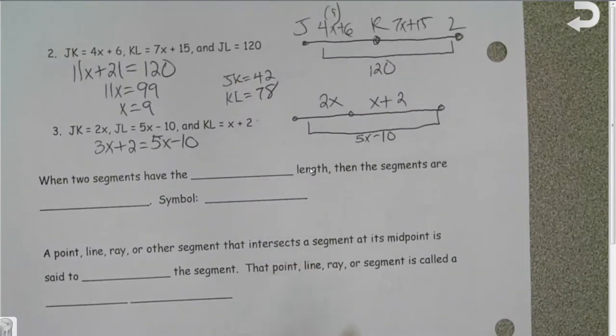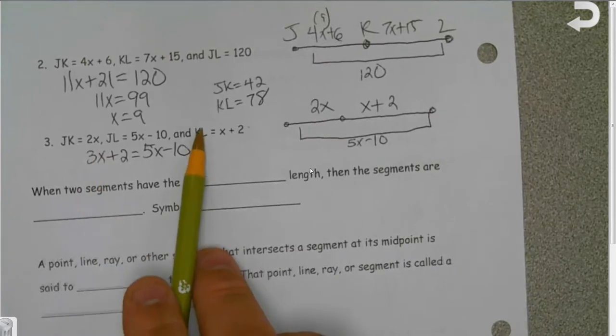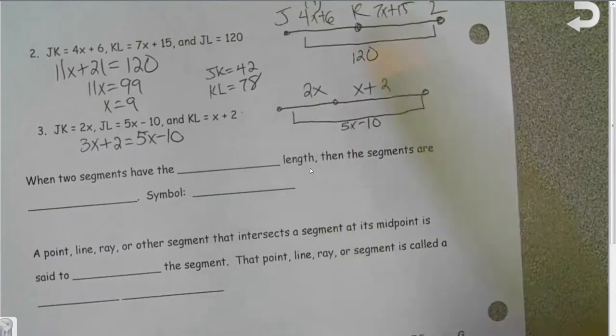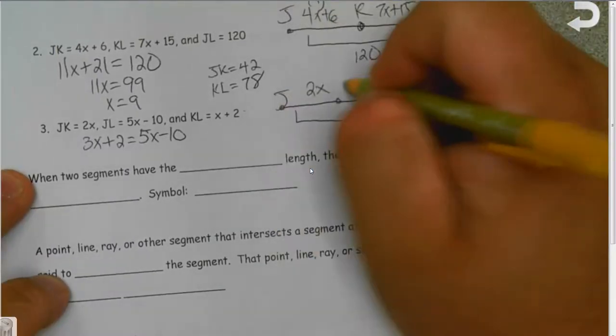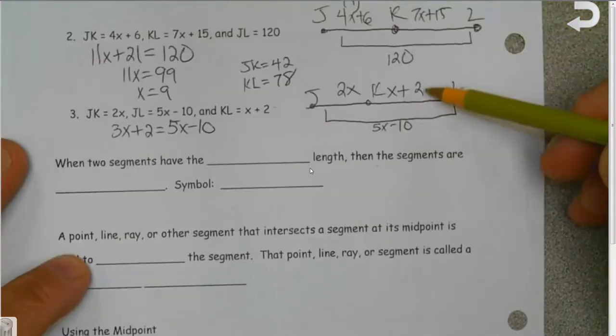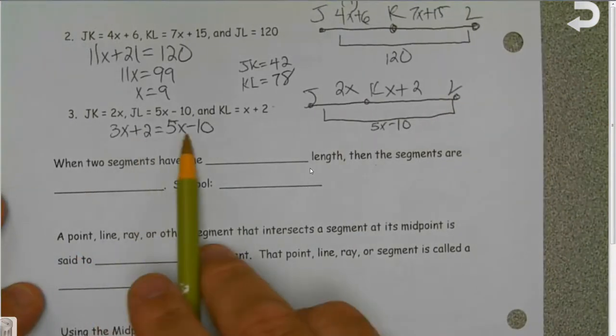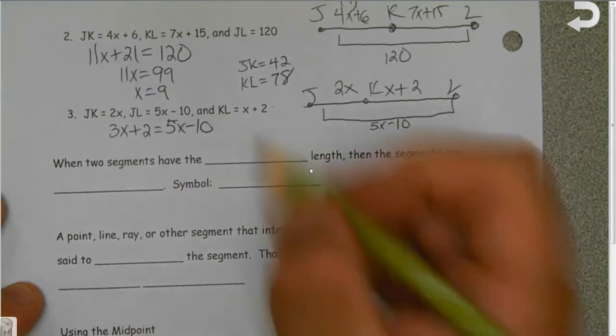Number 3. Notice I put the information out of order. I did that on purpose to see if you would pay attention. 2x goes here. x plus 2 goes here. So then when you add the two together, you get 3x plus 2 is equal to 5x minus 10.